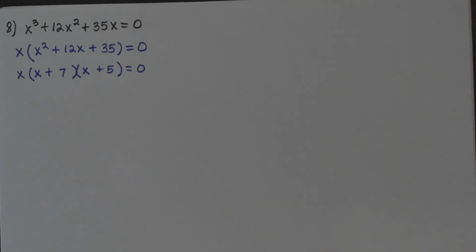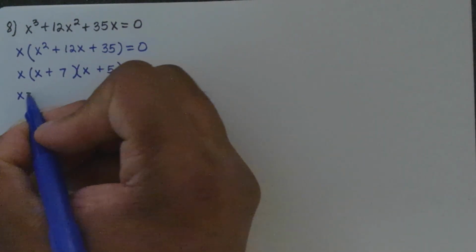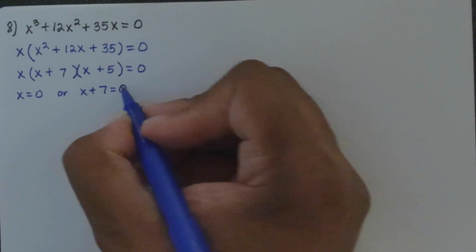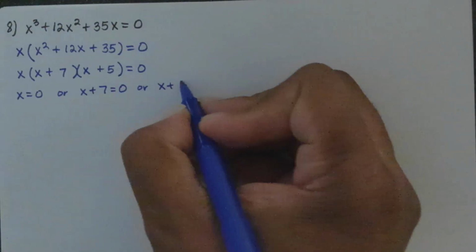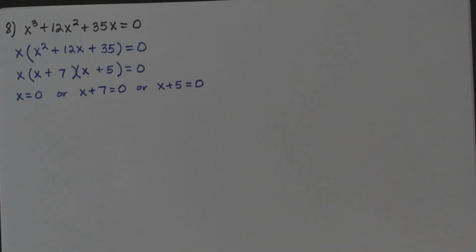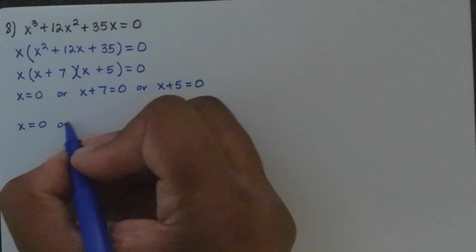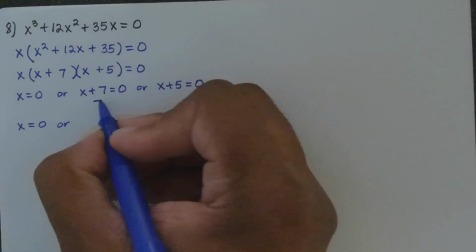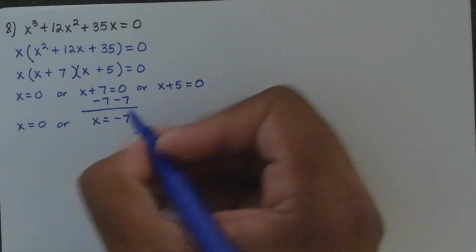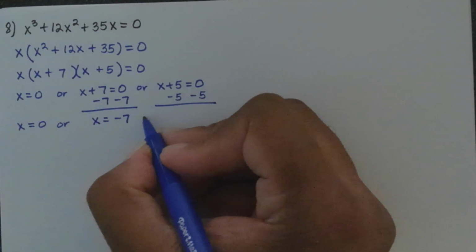And then we set each individual factor equal to 0. So this means that x will be equal to 0, x plus 7 is equal to 0, and x plus 5 equals 0. Well, in this case here, x equals 0 is already solved for x. Now for the x plus 7 equals 0, what must x have to be equal to? Negative 7. And then for x plus 5 equals 0, what must x have to be equal to? Negative 5.